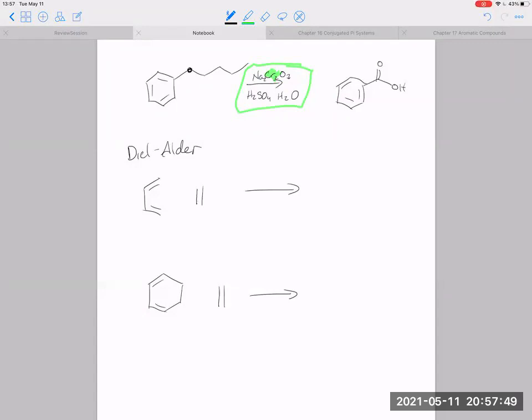Right, but because I remember people after this. Yeah, because I remember the Diels-Alder is okay, but I don't remember those electrocyclic ones. Yeah, so that's when the ring. We'll go over an example. Let's do this first.